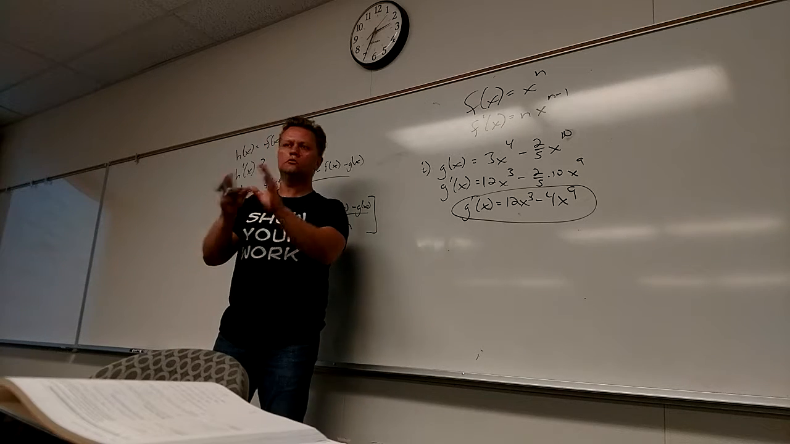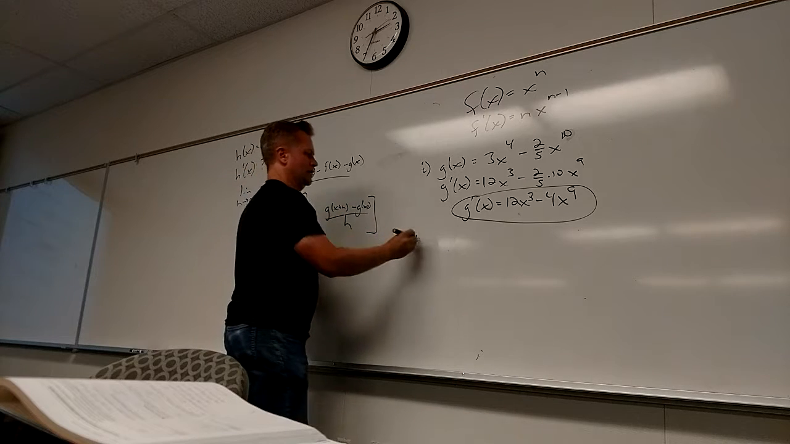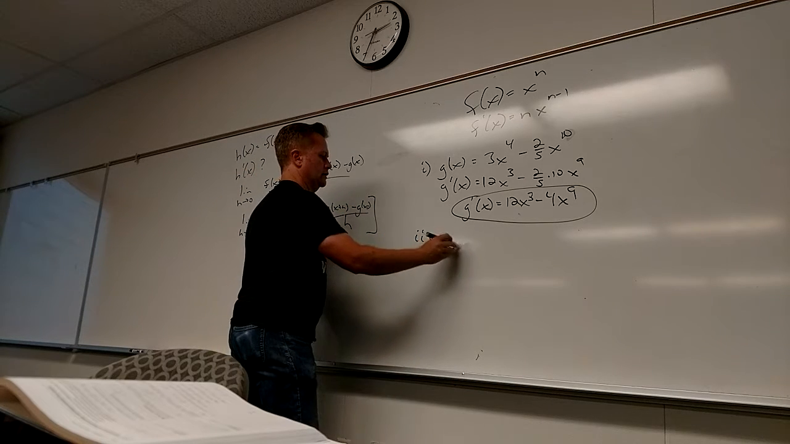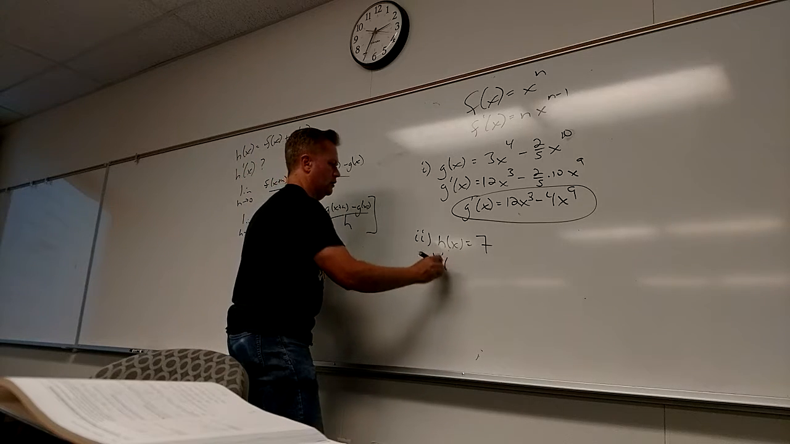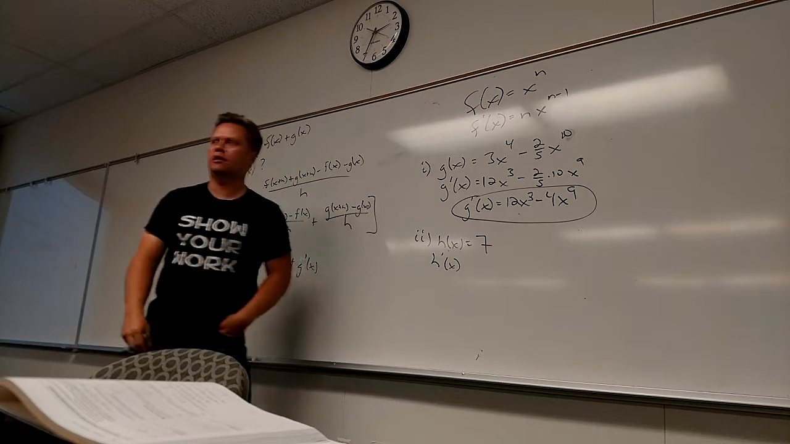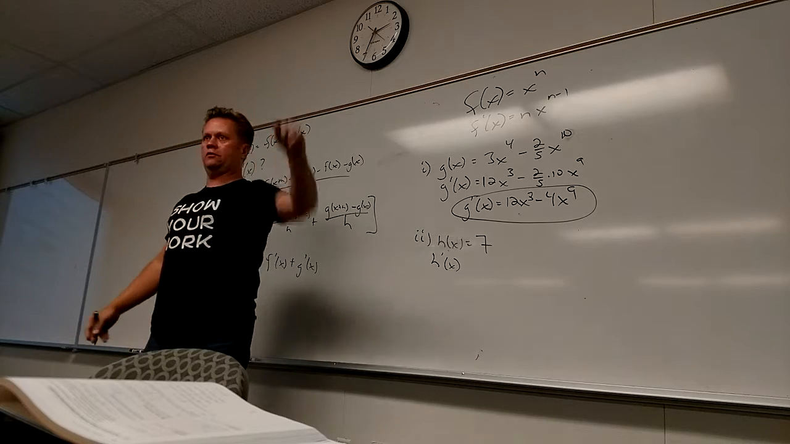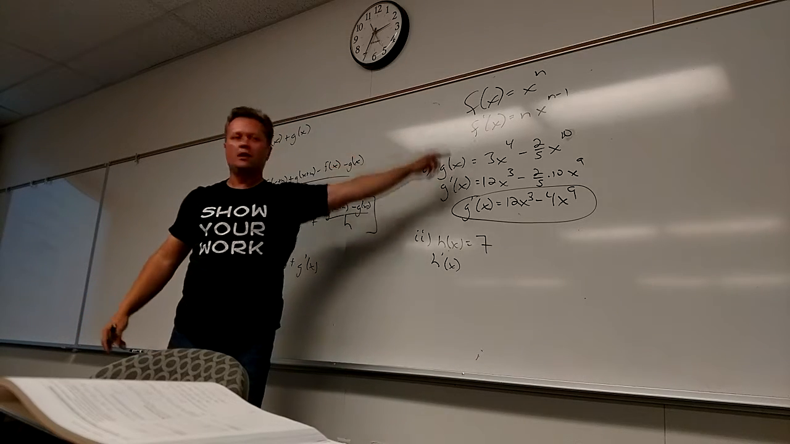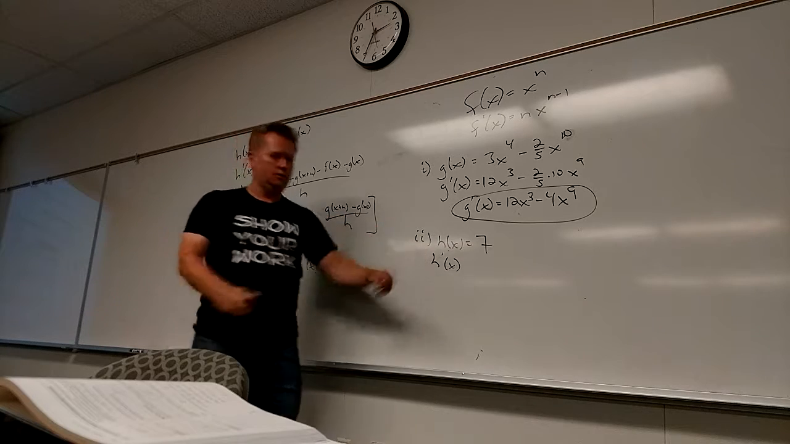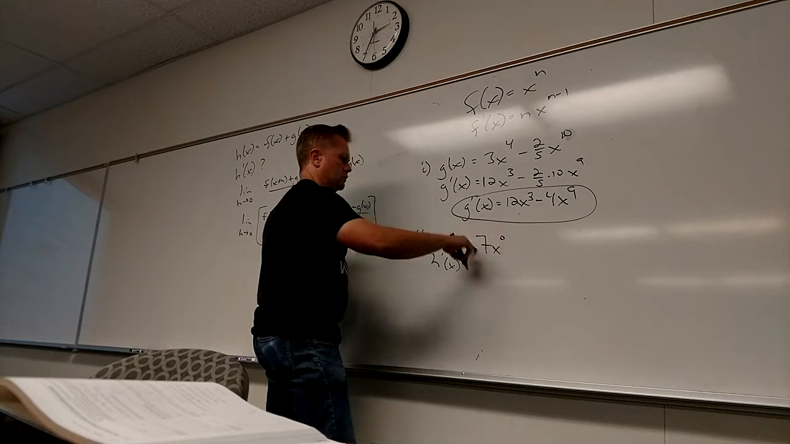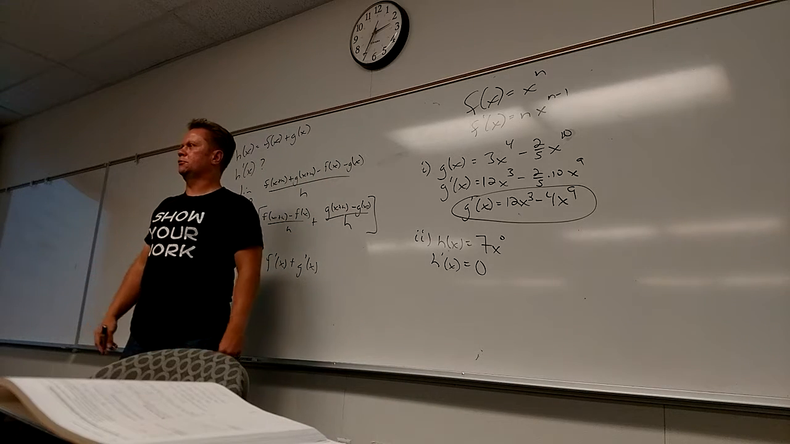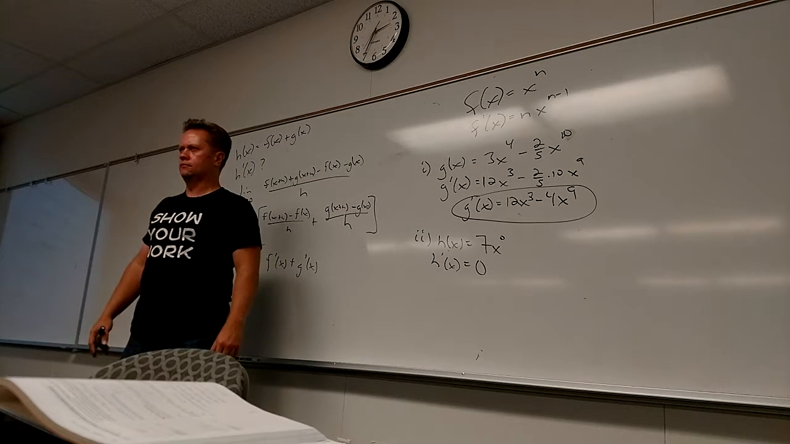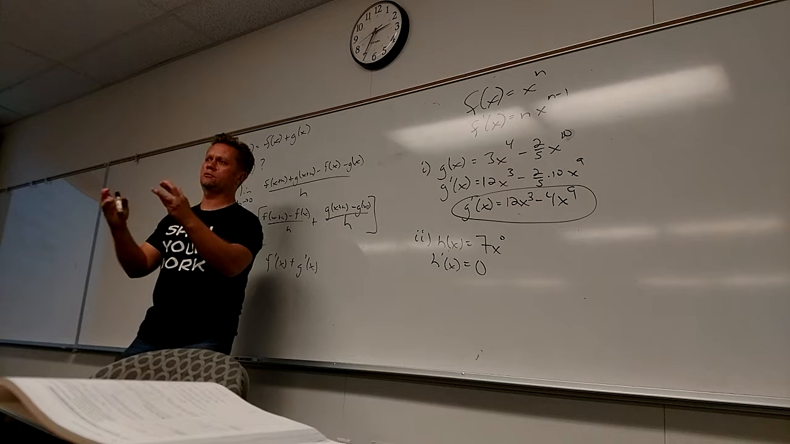Now this rule works even if it doesn't look like there's an x. What if I had h of x equals 7? 0. Yeah, why? Because two things. Either that's a constant function and the constant function has a slope of 0, or if you really want to use this rule, how many x's are there? Yeah, x to the 0. A 0 comes down, kills the whole thing. So the rule works no matter what n is. All right, that's a great rule.